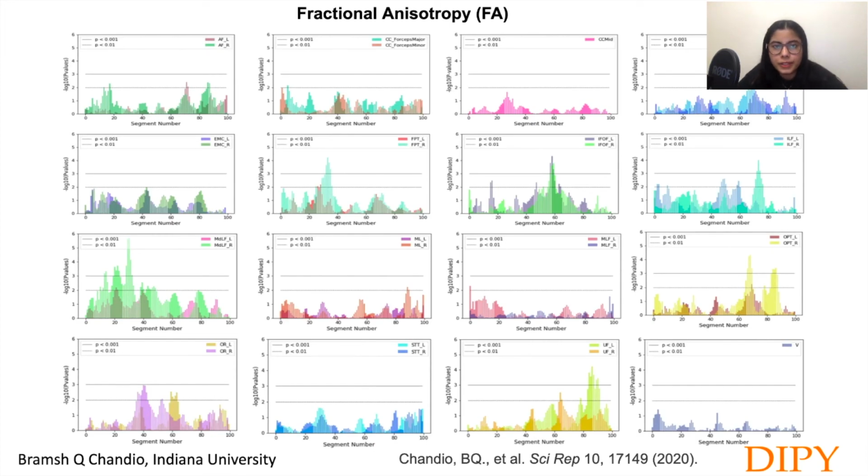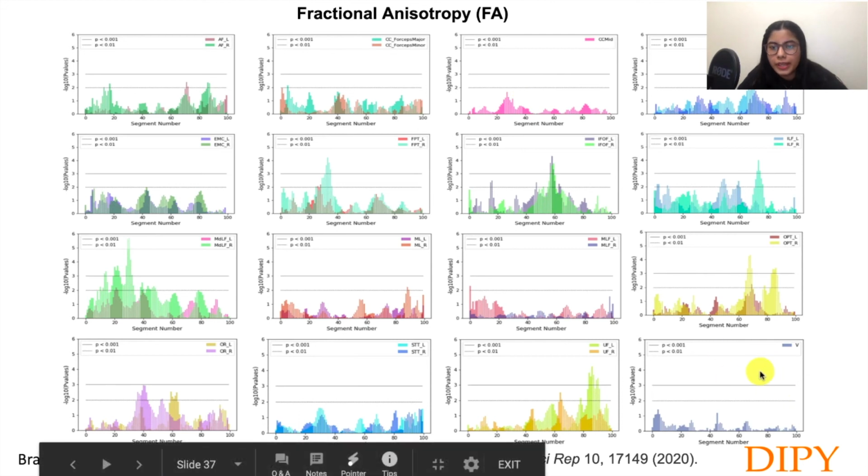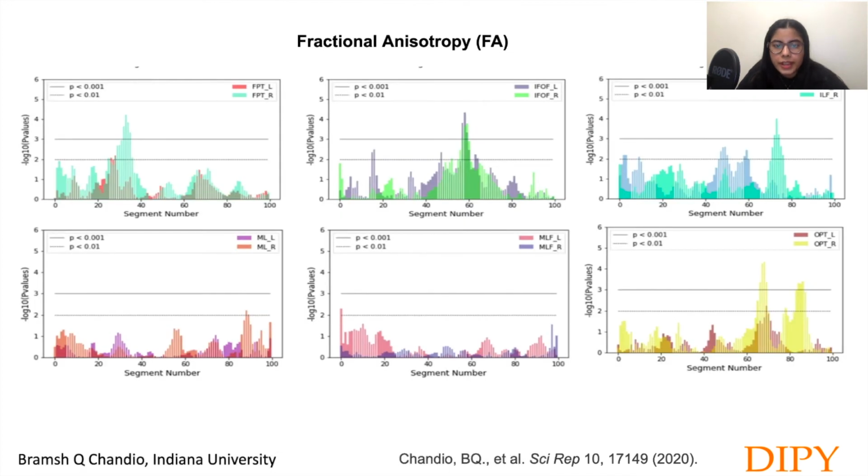Here are the results on fractional anisotropy, where in these plots we have left and right hemisphere tracts. For most of these we have both hemispheres, but for some we have just one, like in the first row, third column, CC mid, or in the last we have V. Let's zoom in and look at some of these plots. So here I have zoomed in and we are looking at a few of the plots.